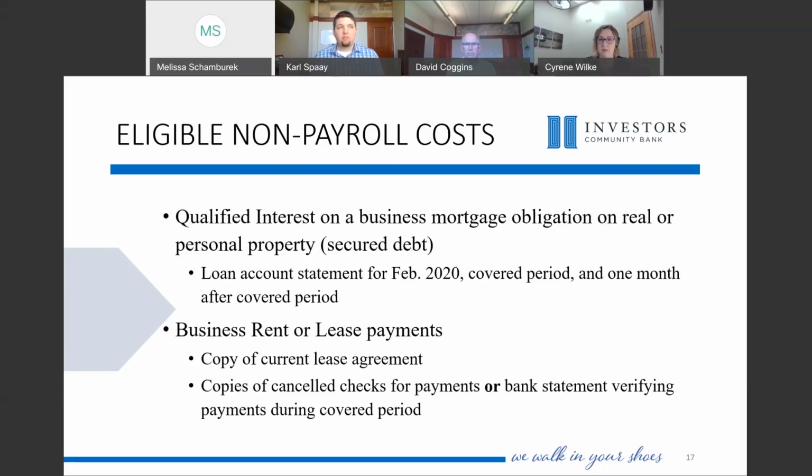For business rent or lease payments, we do believe that related party leases, so if you have a real estate holding company, as long as you have a documented lease in place, those are eligible expenses for the forgiveness. So you would need to provide a current copy of the lease and some type of documentation, whether that's checks or a bank statement that shows the lease payments and when they were made, to make sure they were made during the covered period.